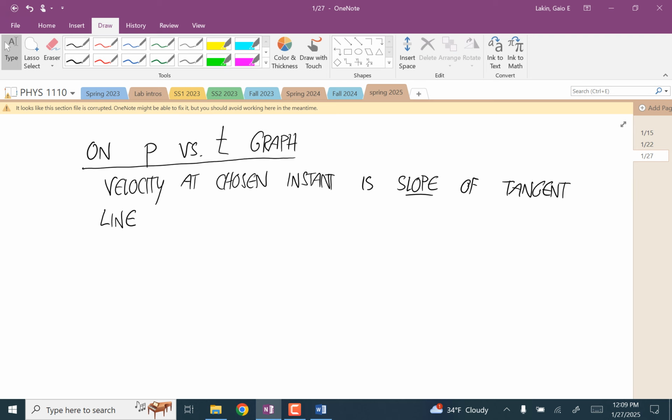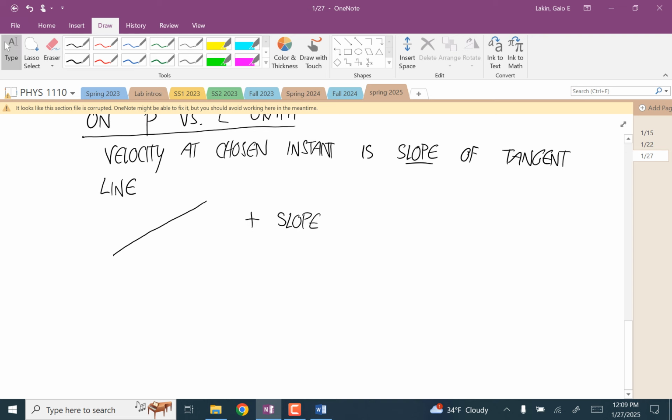If you're just trying to figure out the direction that something's moving, remember that this is a positive slope. This is zero slope. And this is a negative slope.